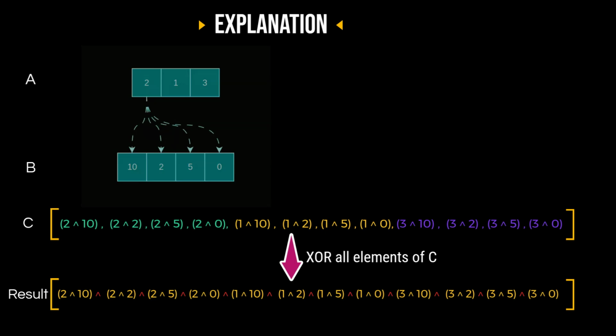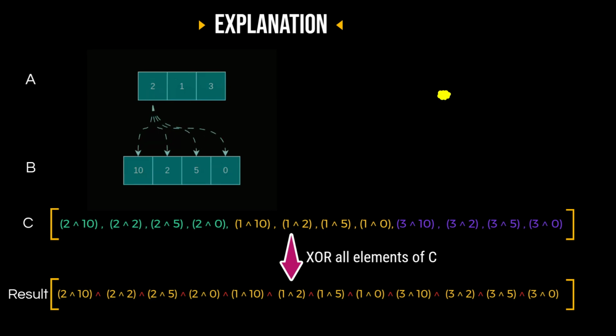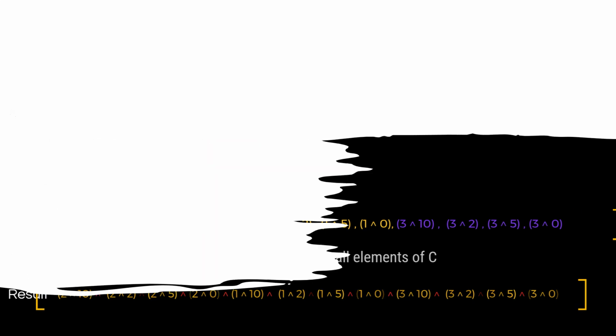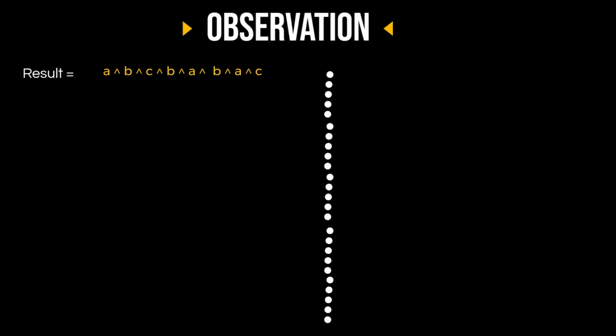Now, without optimization for larger arrays, we do get time limit exceeded error. Let's try to make an observation to avoid TLE. Let's look at the result and try to optimize it using XOR properties.